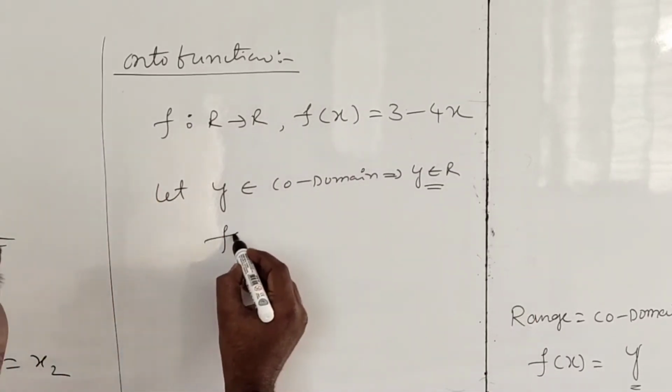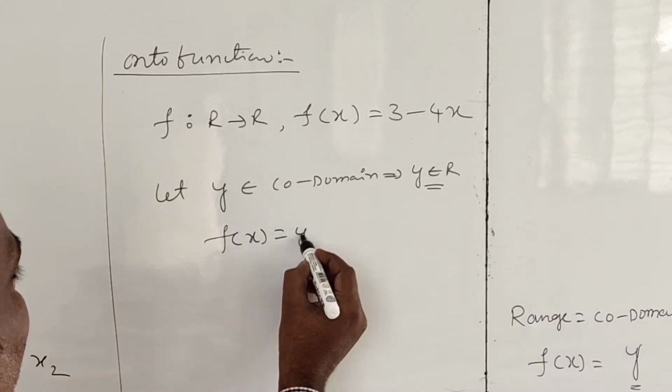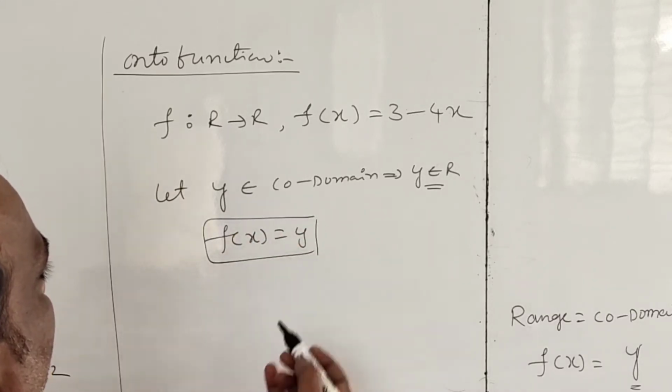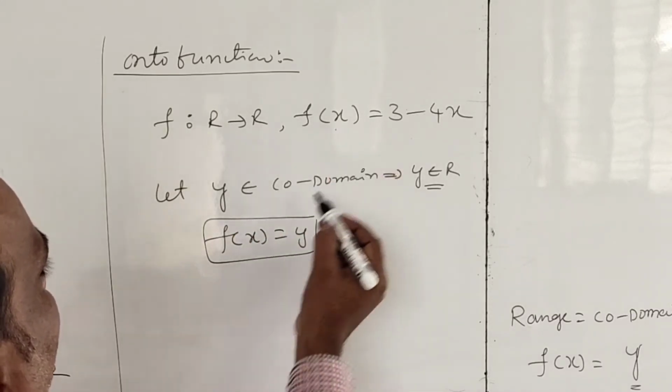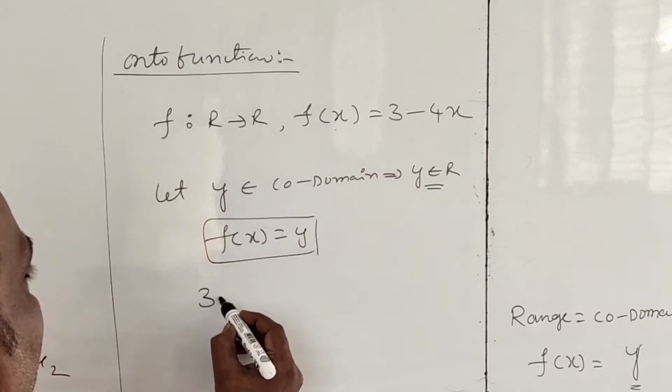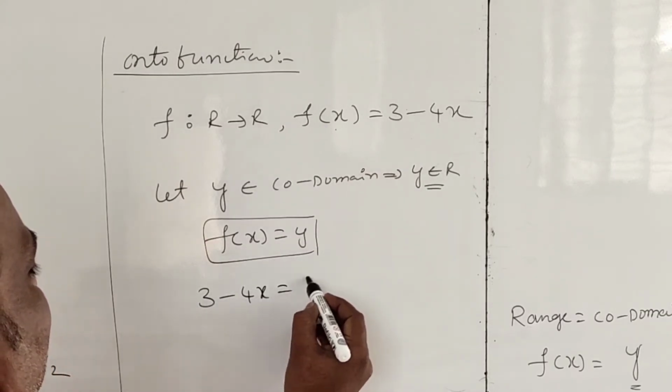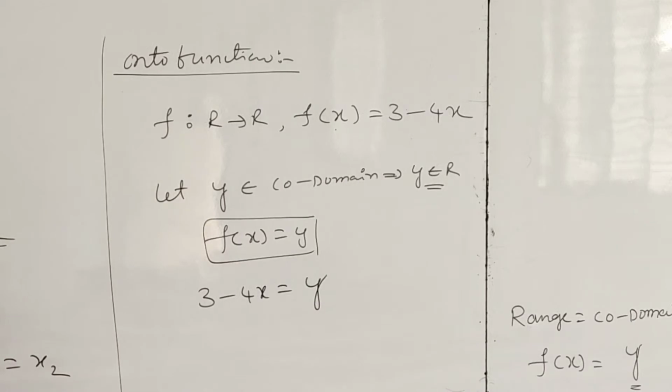So, f of x is equal to y, we are going to prove. So, in place of f of x, we are going to substitute the f of x value: 3 minus 4x is equal to y. Understood, students? Once again, listen carefully.